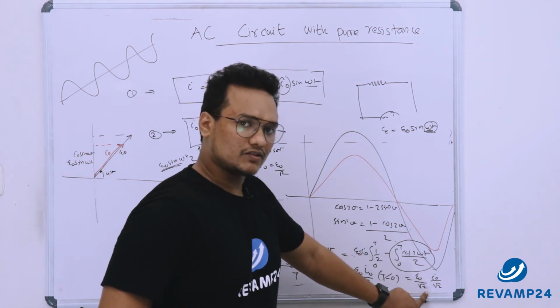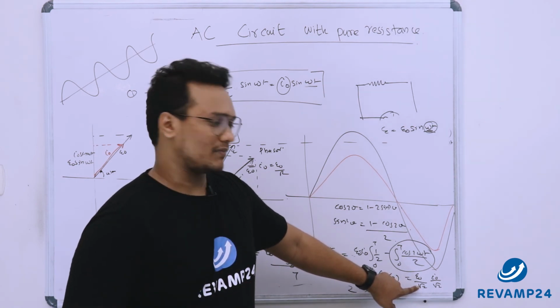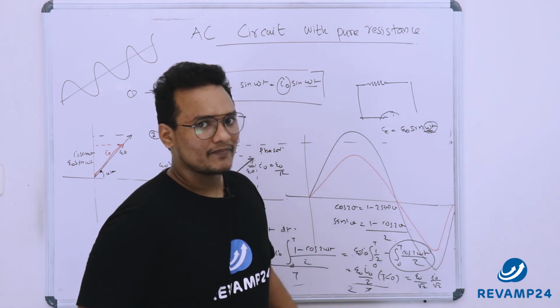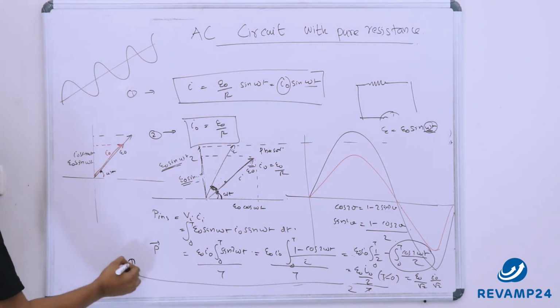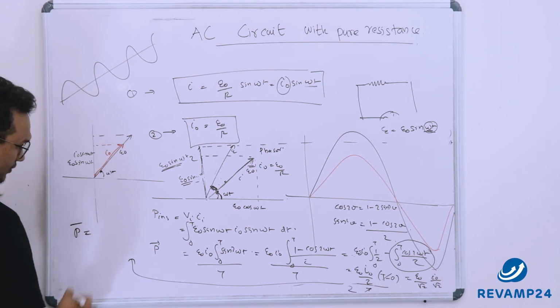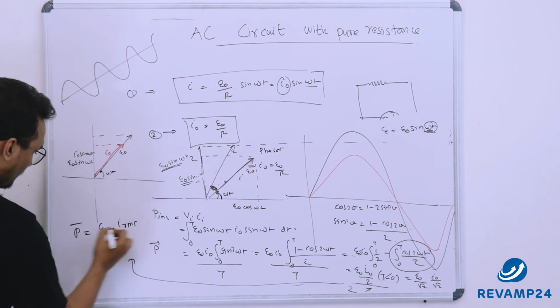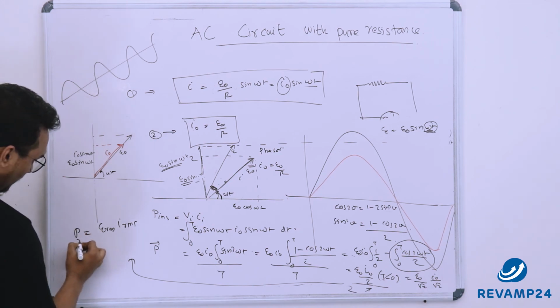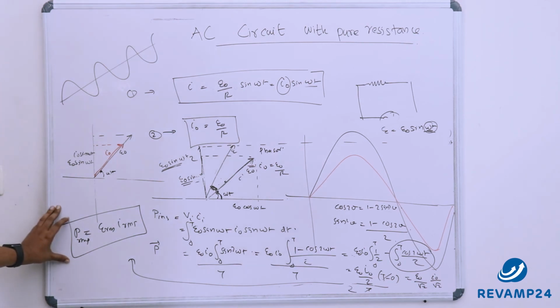Why have I written it in this way, you know? E0 by root 2, what is it? ERMS. I0 by root 2, what is it? IRMS. So I can say that P average is equal to ERMS into IRMS. So we will take it as PRMS. Okay, this is the average power. This is the rated power. Rated power is equal to ERMS into IRMS. Okay, thank you.